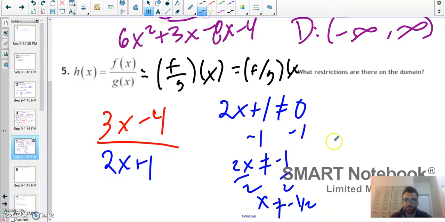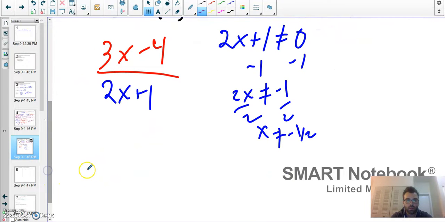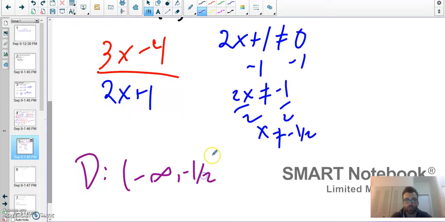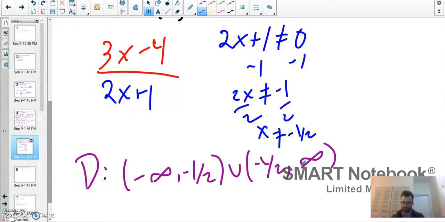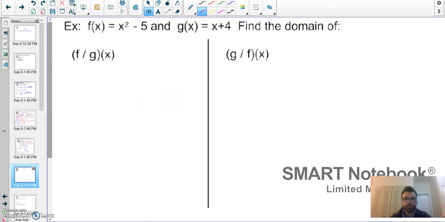So our domain will be negative infinity to negative 1/2. Skip negative 1/2, pick it back up again, negative 1/2 to infinity. Boom. Again, we're moving kind of quickly through this. That's all right. We can handle it. We got this. All right. One more. Another one. There we go.